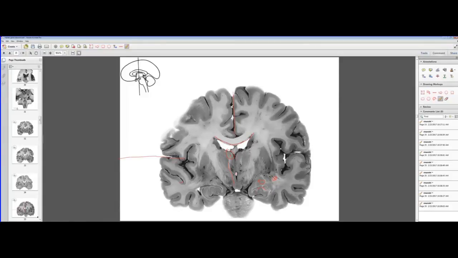Now another thing, I don't really see it here, but we can look for the tail of the caudate. Remember I said it's always lateral to the lateral ventricle, and this is a piece of lateral ventricle. I think the caudate doesn't come around this far. So let's go to our next section.